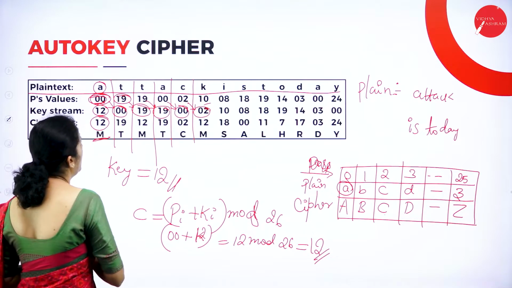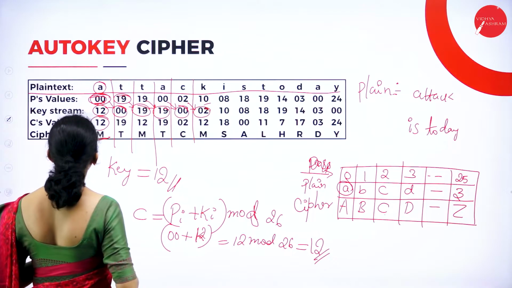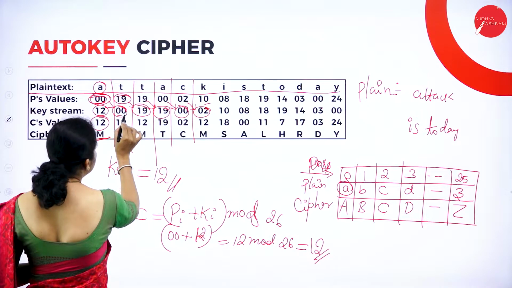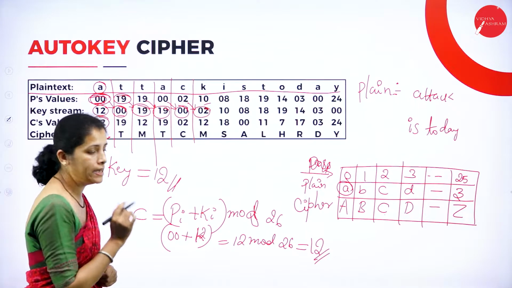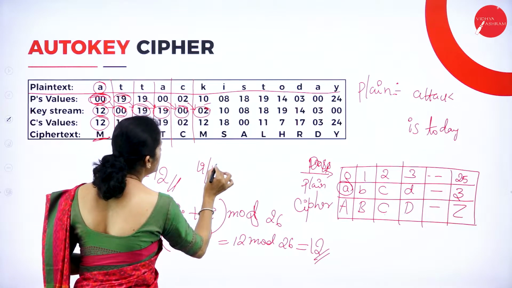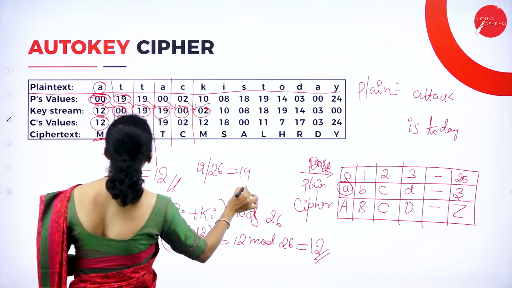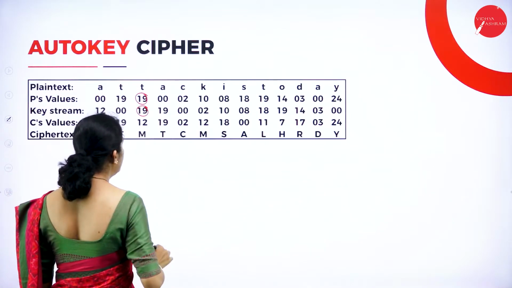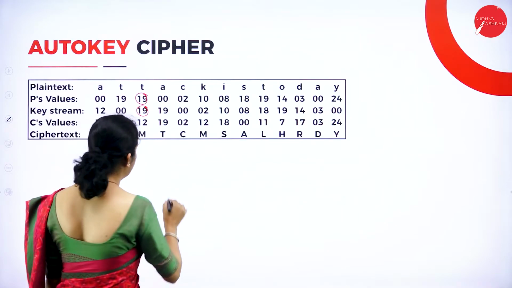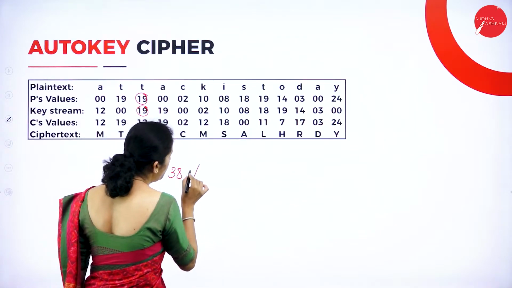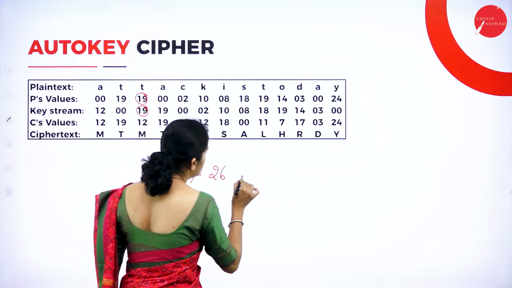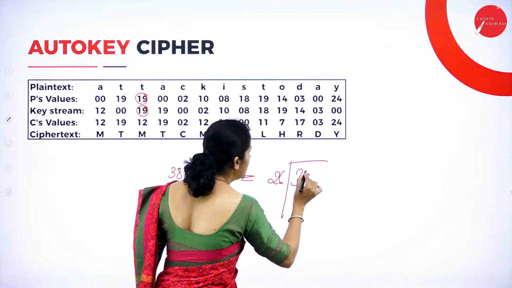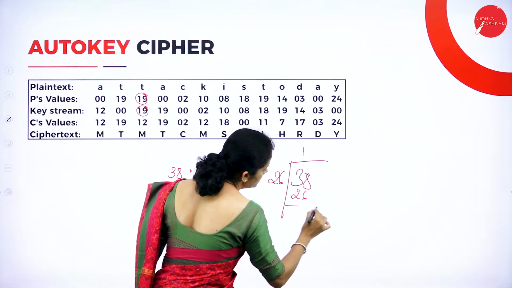It is M. And now what I want to do, I want to find the next cipher character, that is 0 plus 19. It is 19. So 19 mod 26, once again 19. So I got 19. Here I am having 19. Here also I am having 19. 19 plus 19, it is 38. 38 mod 26. That is nothing but 38 divided by 26. So once 26 is 26, remainder 12.